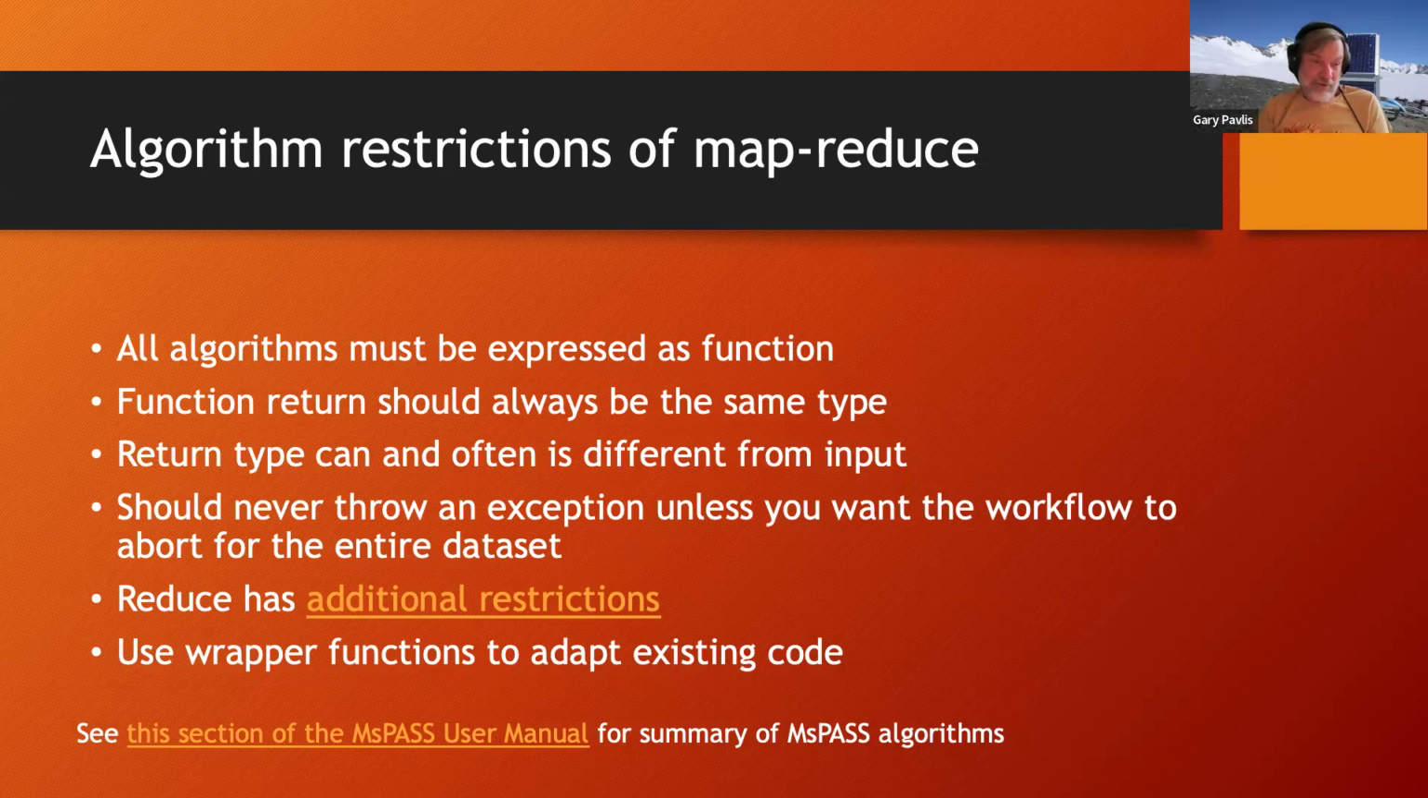So in a way, the algorithms act like Unix filters, but it's Python that's providing the input and the output. So the function return of everything should be the same type, or you're asking for trouble. It doesn't actually have to be, but it causes all kinds of chaos if you don't.